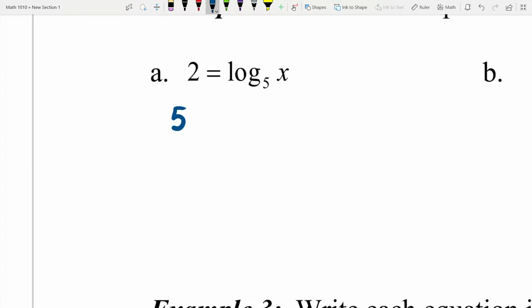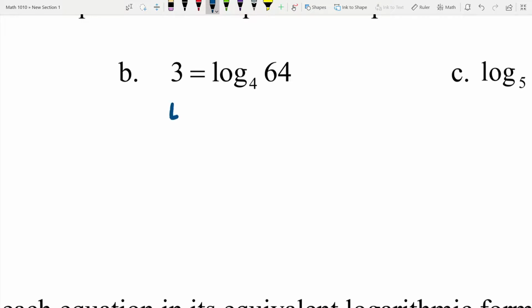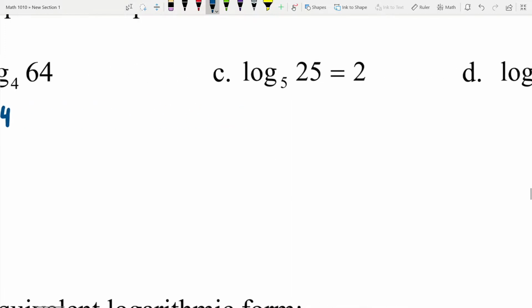Raise it to the other side, which is a 2, is equal to, what's the only thing I haven't written down yet, everybody? An x. That's how easy it is. Let's do the next one. What's your base? 4. Raise it to the other side, which is a 3. What haven't I written down yet? 64.